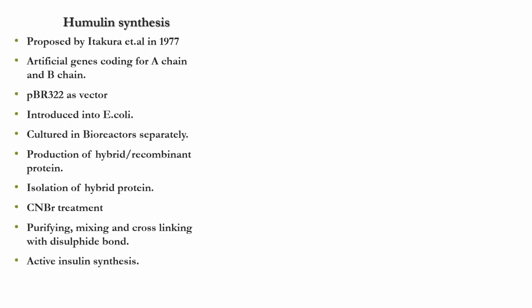So this methodology was proposed by Itakura et al. in 1977. Here, artificial genes coding for A chain and B chain were produced, and such artificial A chain and B chain genes were inserted into the vector, that is pBR322. The joining of the A chain gene to one pBR322 and the B chain gene to another pBR322 resulted in the formation of recombinant DNA. Let me explain with the diagram.